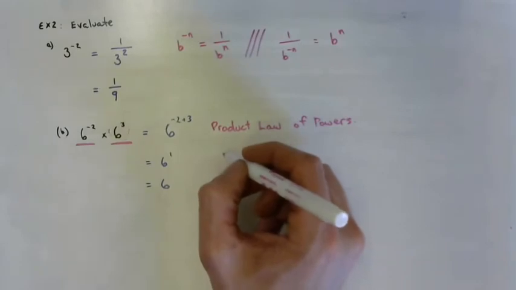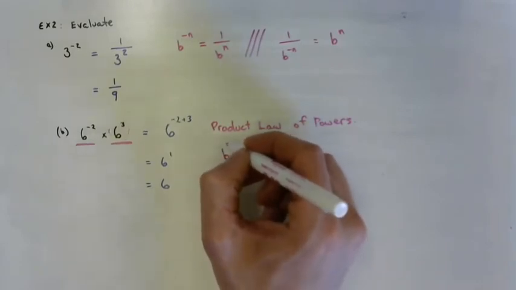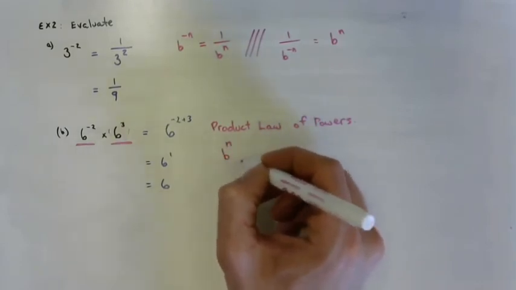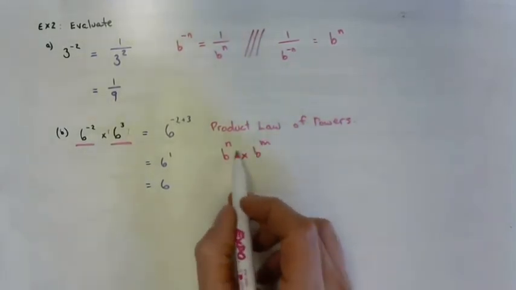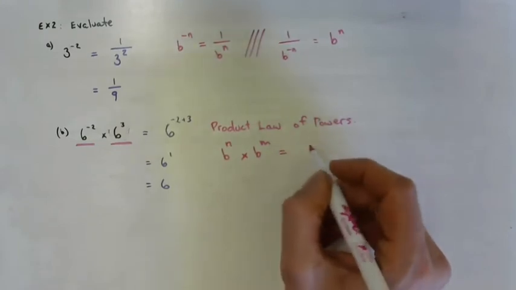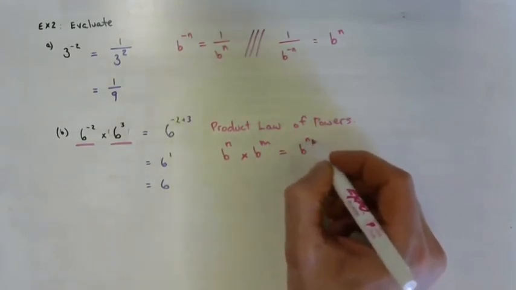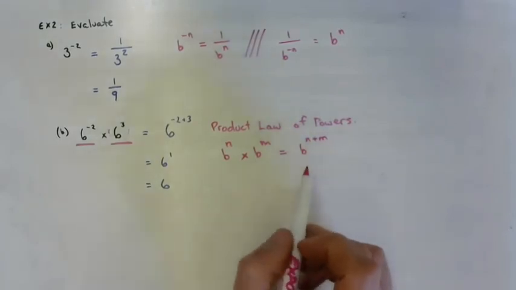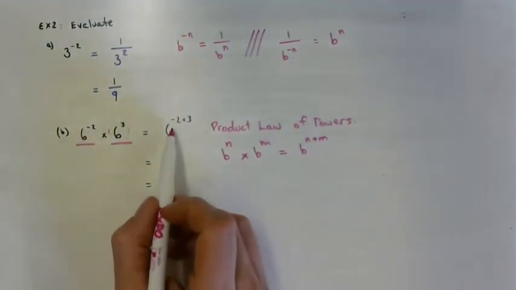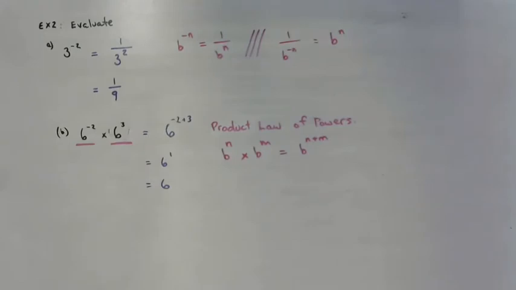And I can write it quick. It says if you have a base x to the power of any exponent and you're multiplying it by a power with the same base but the exponent might be different, all you have to do is add the exponents. It doesn't matter if they're positive or negative. You take them and you add them. So we had negative 2 plus 3, which reduced down to 6.